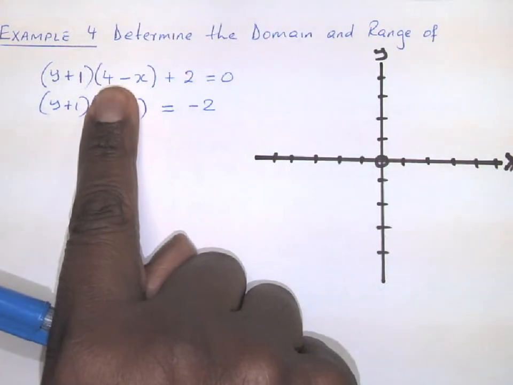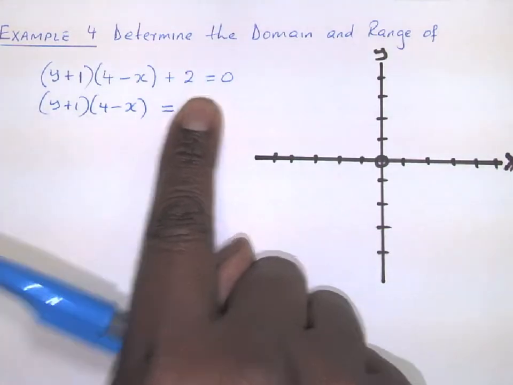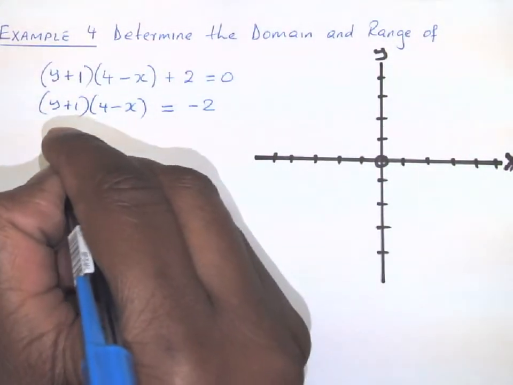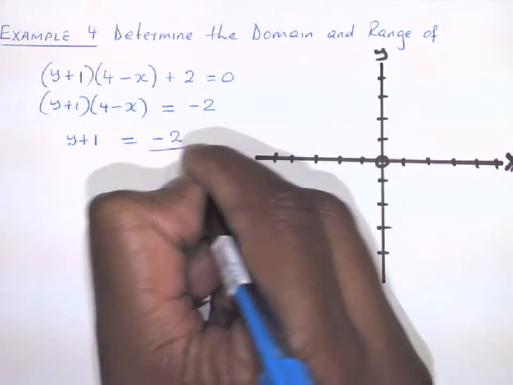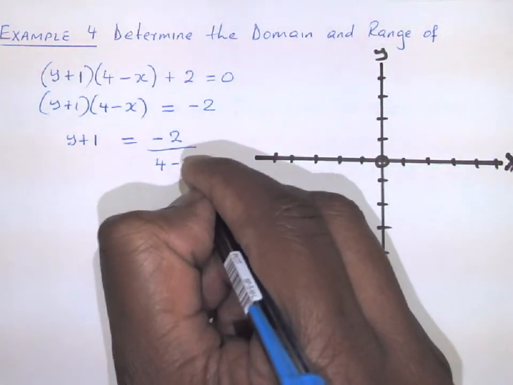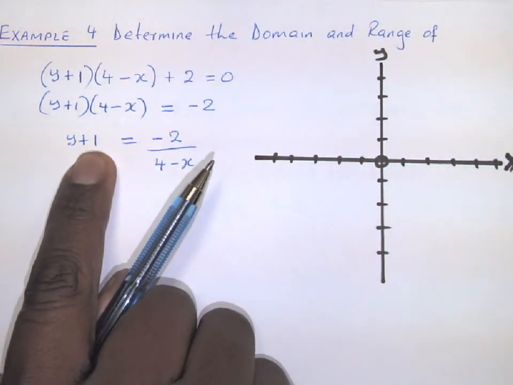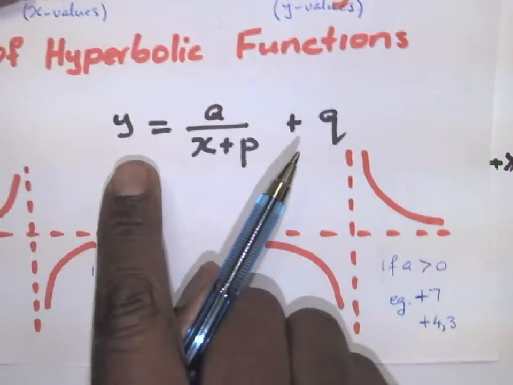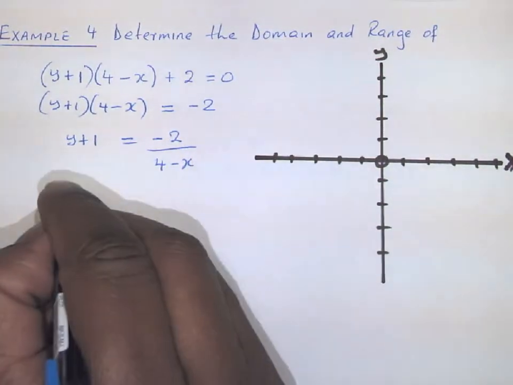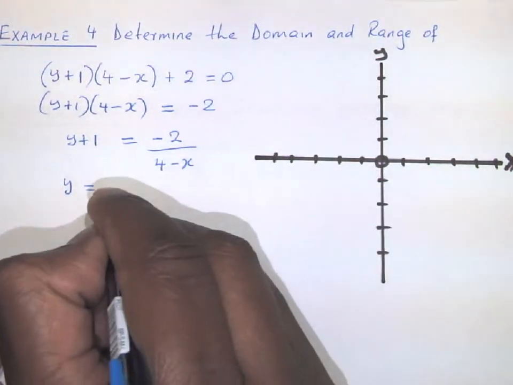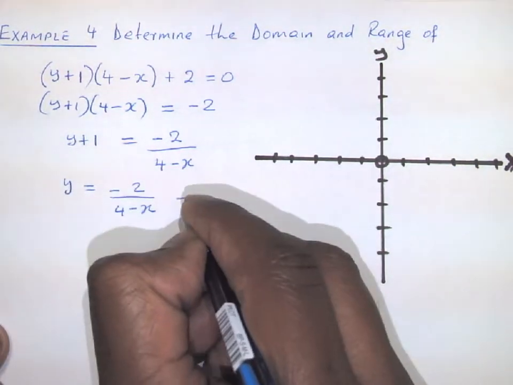How do I get rid of this? I divide both sides by this. So I divide this one by 4 minus x, and divide this one by 4 minus x, which means that on this side I'll be left with y plus 1 equals, now I'll have minus 2 over 4 minus x. All right, but still I've got a problem here because I've got a plus 1. I must take the 1 to the other side because you must always be left with a single y on the left hand side. So I take the 1 across, so I've now got y is equal to minus 2 over 4 minus x, then minus 1.